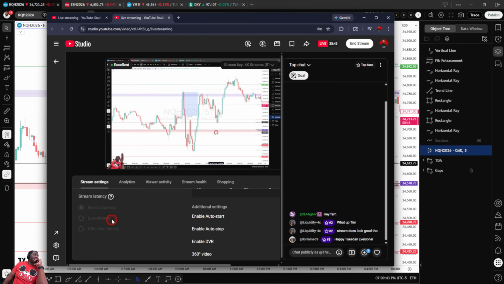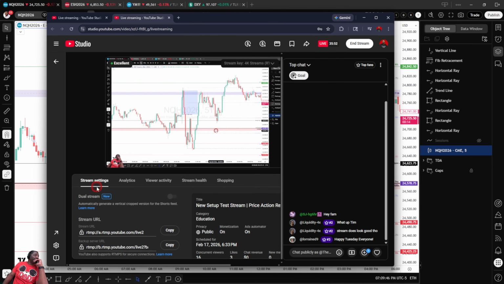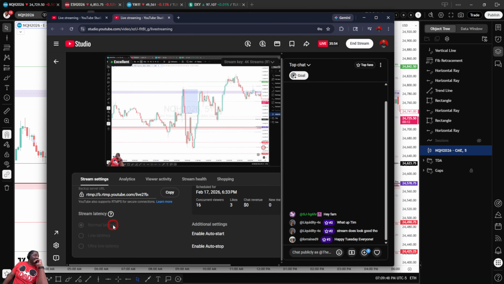See, when I come here and go to stream settings, now see the little highlight right there? It's on normal. That's supposed to be on ultra low. I had it set to ultra low. That's probably why it's going like that.